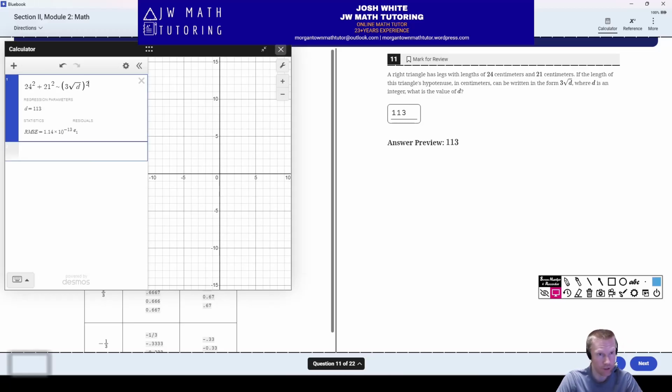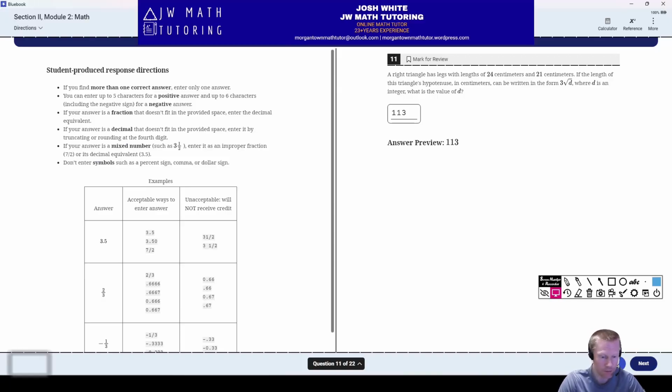That's the answer. Just type the Pythagorean theorem equation. It's Desmos, but I used a tilde for regression. It's 113. We can move on to the next problem.